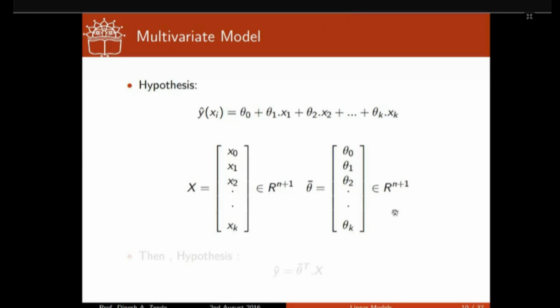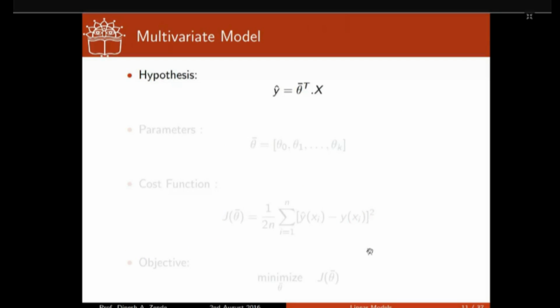Now the hypothesis: as you can see, y cap is nothing but the multiplication of these, so theta transpose into x. You can either transpose this or this, it doesn't matter. So I have transposed theta bar, that is this vector. If you make the transpose of this, it will be 1 by k, and this is k by 1, so the result is 1 by 1. So y cap is equal to theta transpose x. This is the general convention to write linear regression in the vector form.